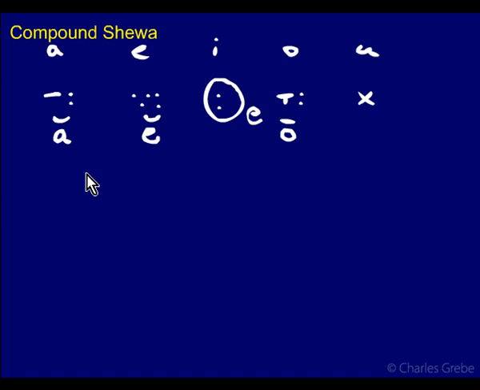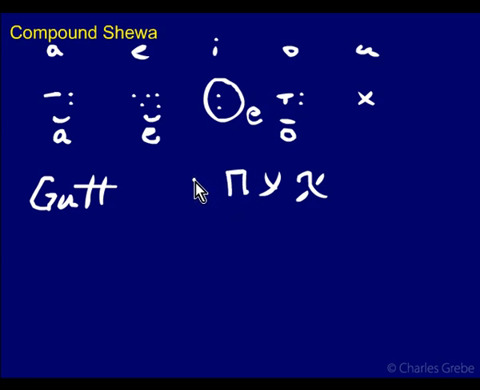Okay, now where do these things show up? They largely show up with the gutturals. And the gutturals, if you remember from our guttural module, we have four of them. We have Aleph, Ayin, Chet, and He. The reason they show up with these is because these, especially the pronounceable ones here, are pronounced near the back of the throat, and these vowels are easier to pronounce near the back of the mouth to match these consonants. It's a phonetic reason as to why the compound Shewas appear with the gutturals.